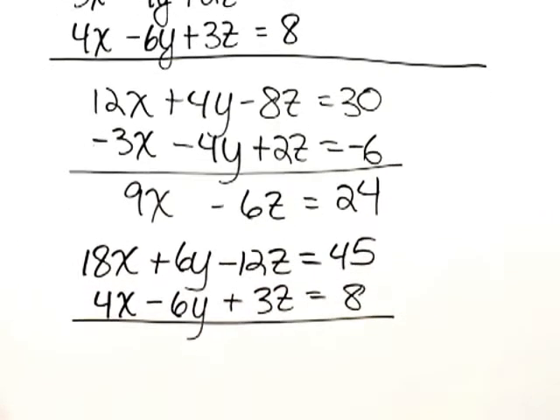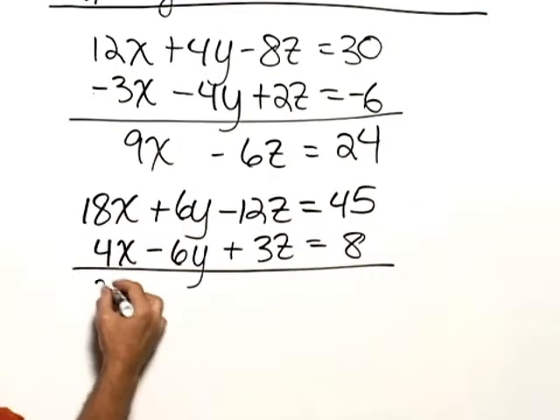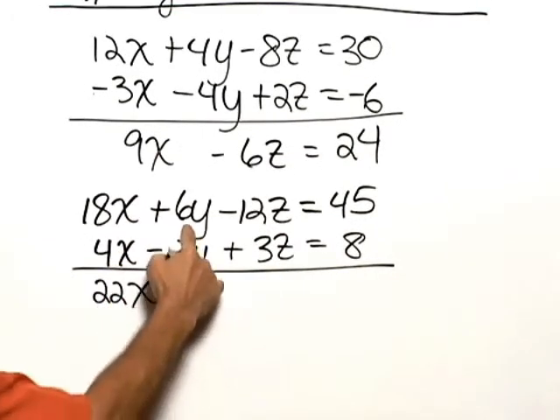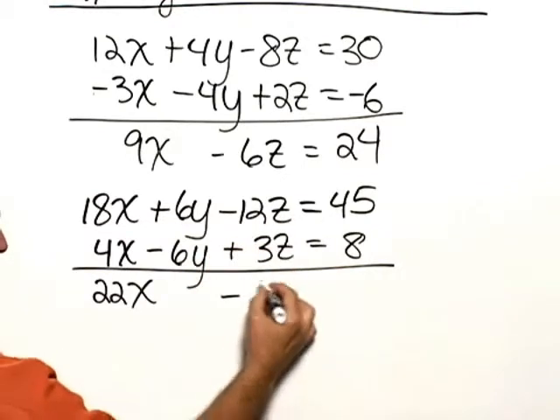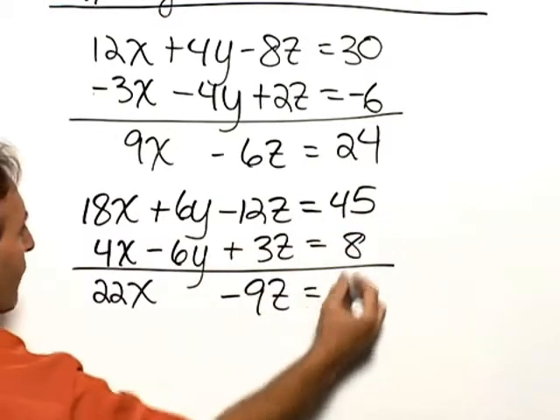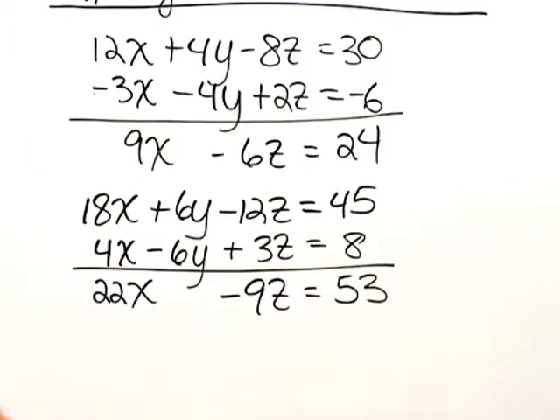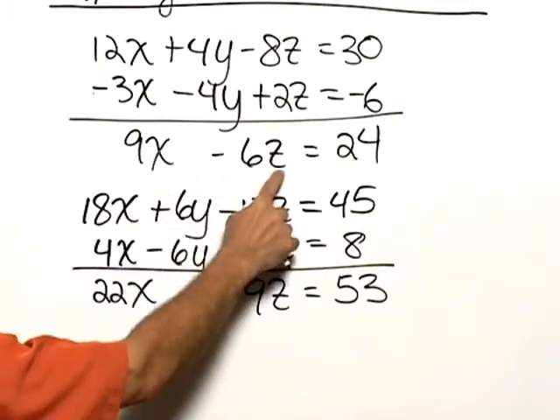And now I add these equations together. 18x plus 4x is 22x. The y's sum to 0. Negative 12z plus 3z is negative 9z. 45 and 8 is 53. All right, so now I have two equations with two unknowns, x and z.